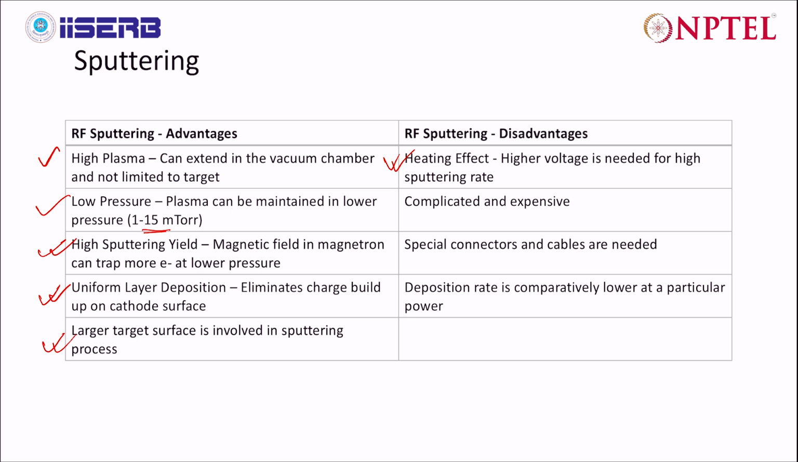Then the deposition rate is comparatively lower at a particular power. So in this case, the deposition rate is lower at certain power. If you consider a fixed power, then in case of RF sputtering, you may find the deposition rate is comparatively lower. So these are the advantages and disadvantages of RF sputtering. So this is more or less what are the different types of sputtering processes. This will give you an idea about the sputtering technique and what are the basic details associated with the same.